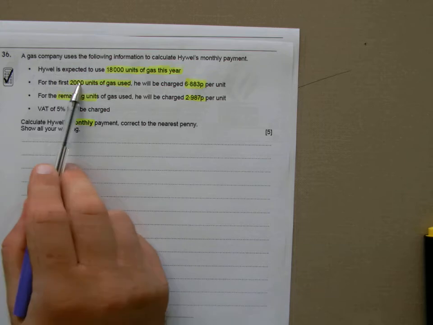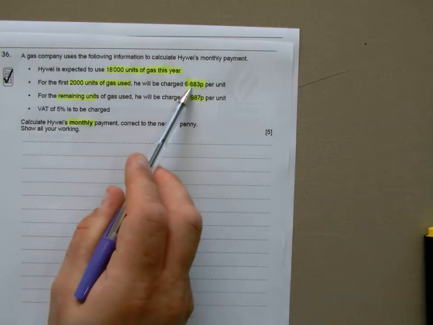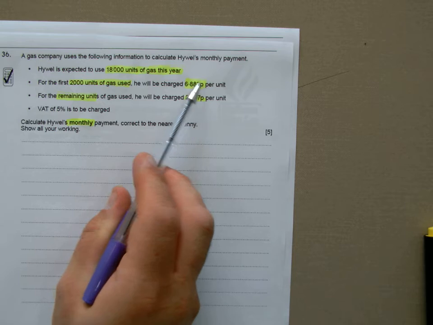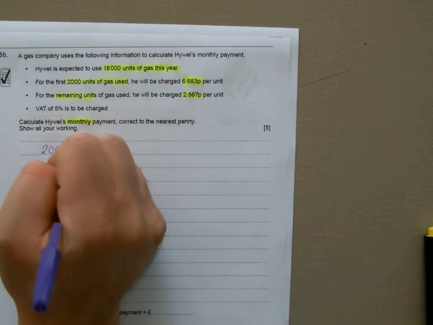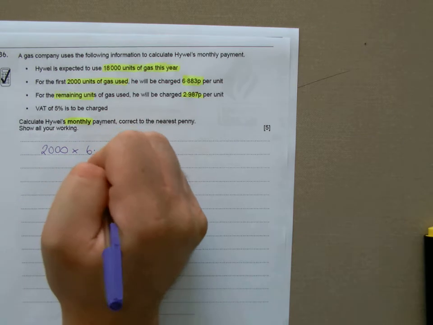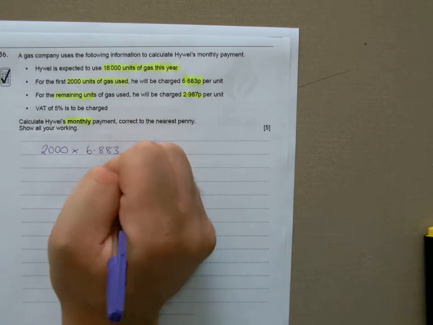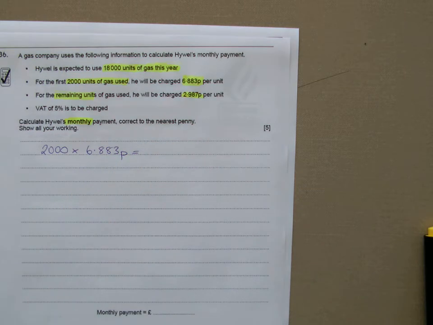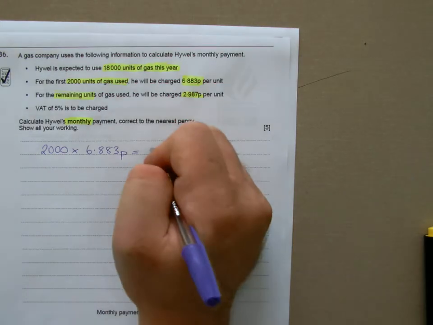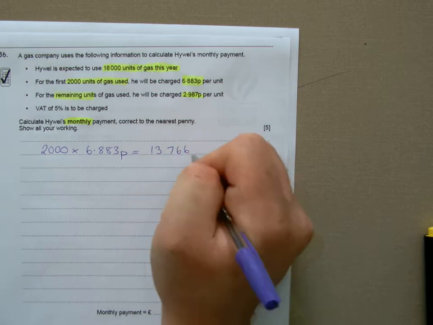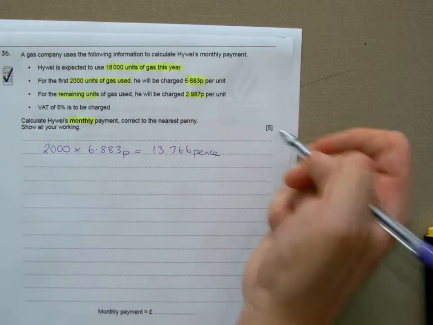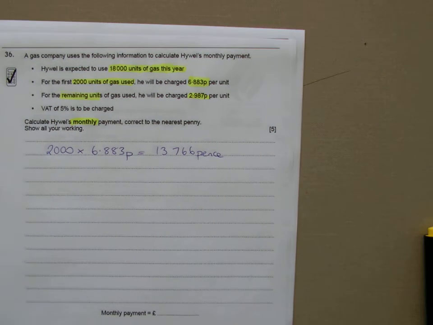So, for the first 2,000 units, he pays 6.883 pence, right? So quite simply, we need to multiply 2,000 lots of units by 6.883 pence. So I'll get my calculator and I'll work that out. 2,000 times 6.883, and my calculator, that comes out to be 13766. Of course that's pence, alright? We should change this into pounds, right? Because you get your bill in pounds.